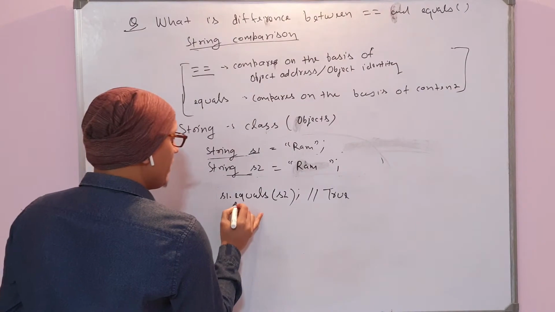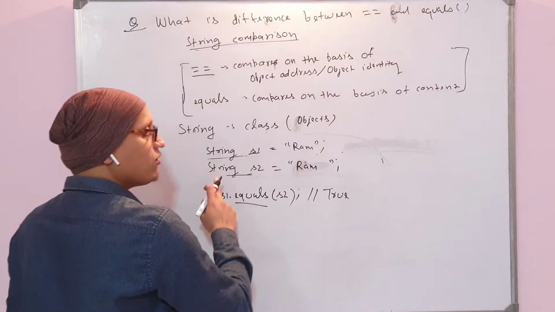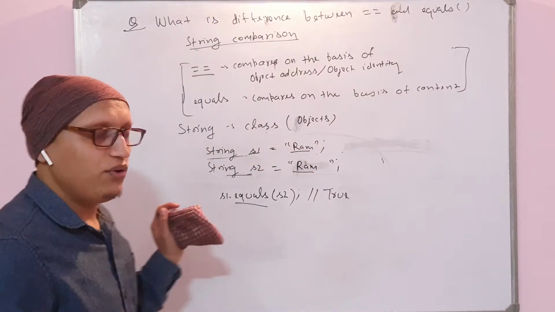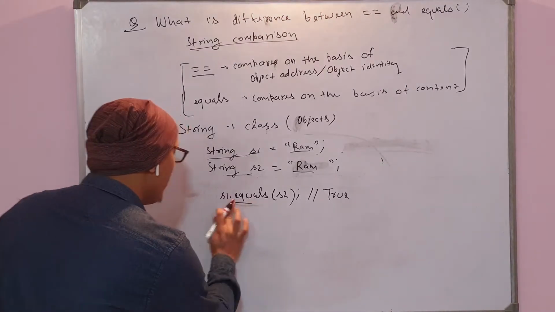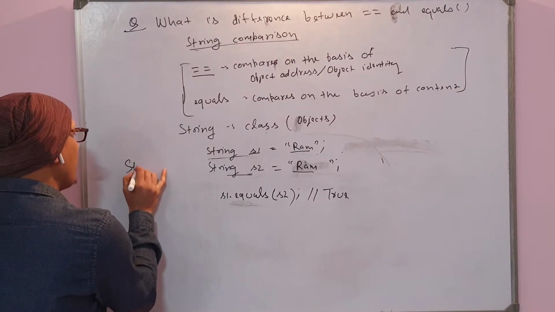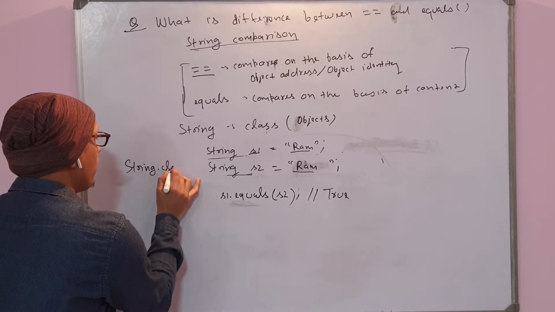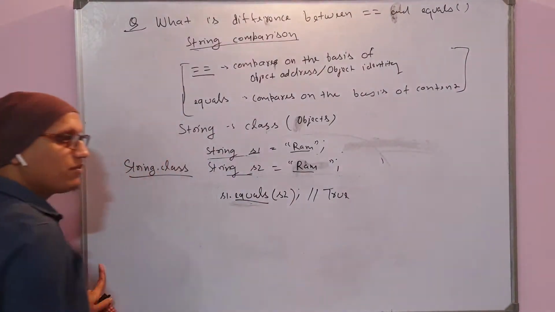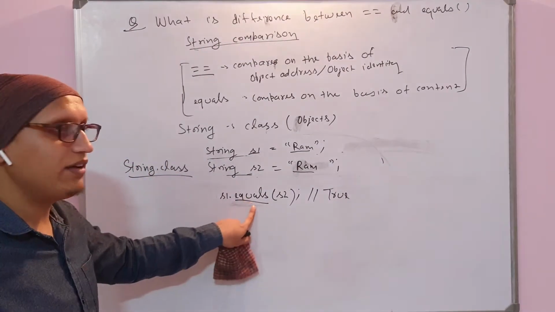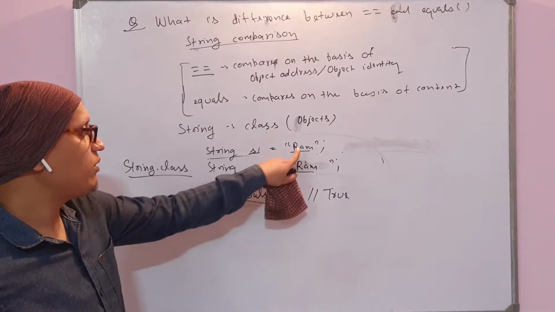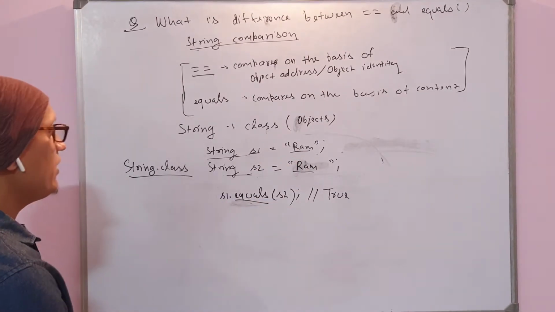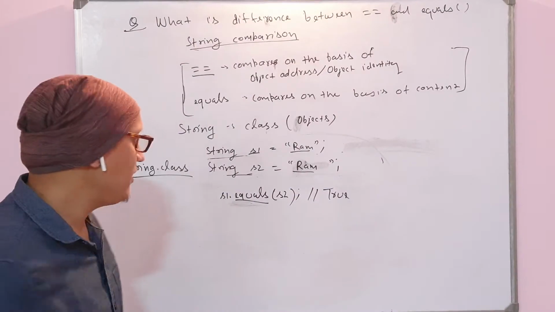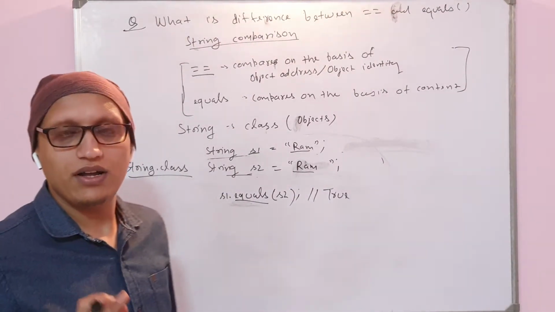Why? Because this equals is not comparing on the basis of object identity, it is comparing on the basis of content. If you want to look into this method, go to the String.class file. There you will find that they have written the definition of this method which compares on the basis of content. Okay, that's why the difference is very simple. Double equal compares on the basis of object identity, and equals compares on the basis of content.